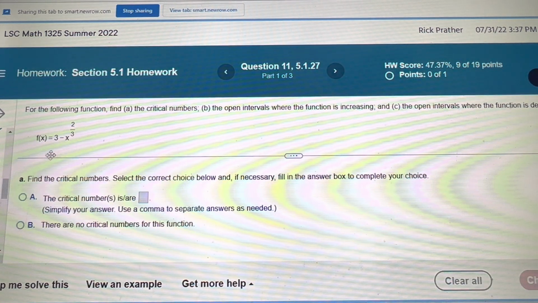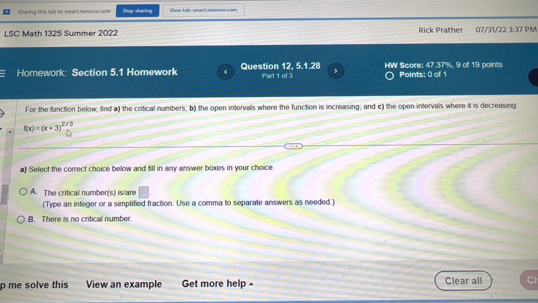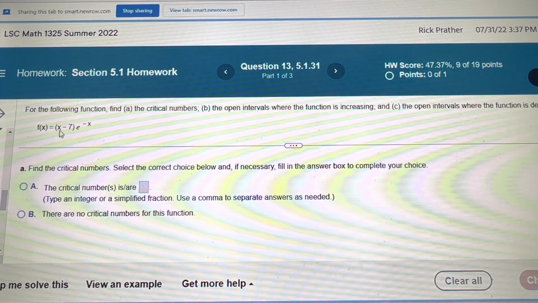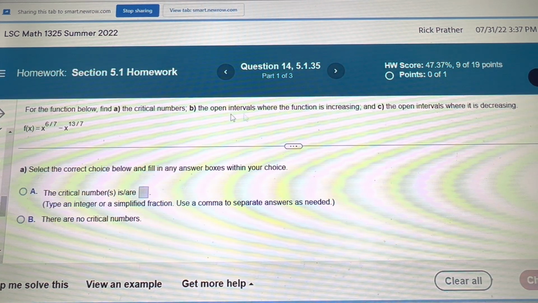Okay, so here's another one, a power rule would apply to that one. This is a chain rule. Here's a product rule that even involves exponentials. So you'd have to do first times derivative of the second, and the second times the derivative of the first, and then look for what makes that 0 or undefined. Here's just a power rule with fractional exponents.